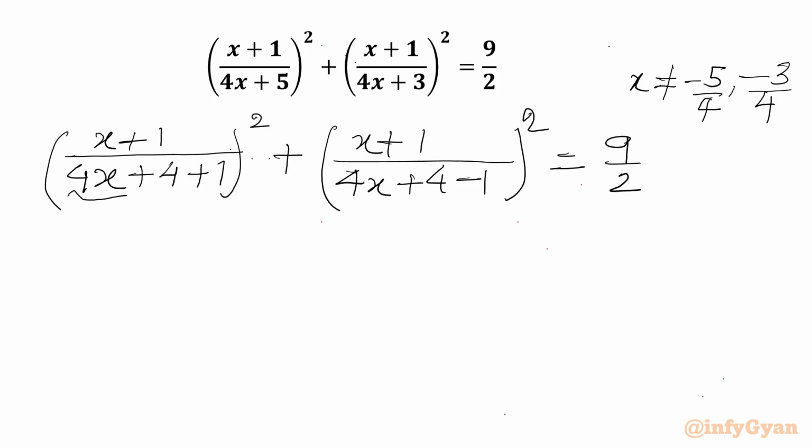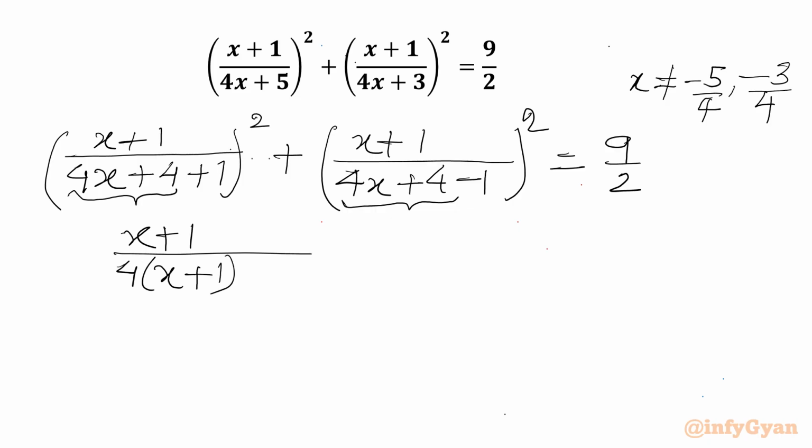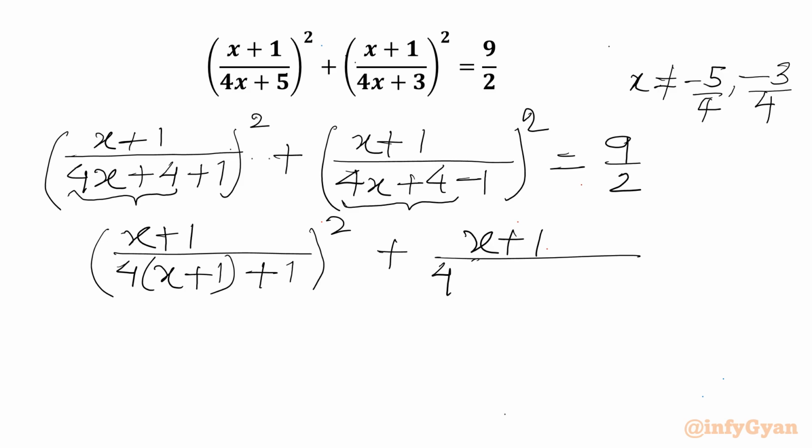Now I can take 4 common from here and 4 common from here. So x plus 1 over 4 times x plus 1 plus 1 whole square plus x plus 1 over 4 times x plus 1 minus 1 whole square equal to 9 over 2.